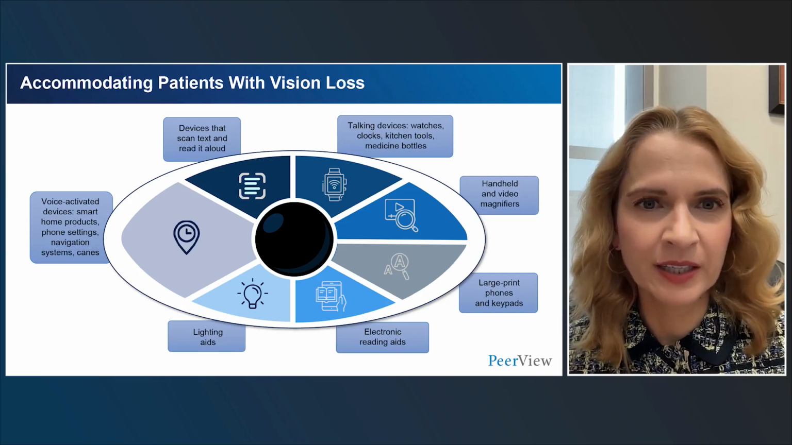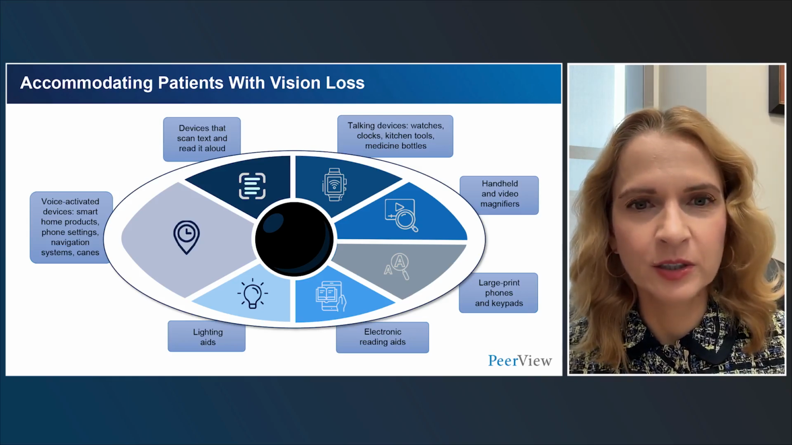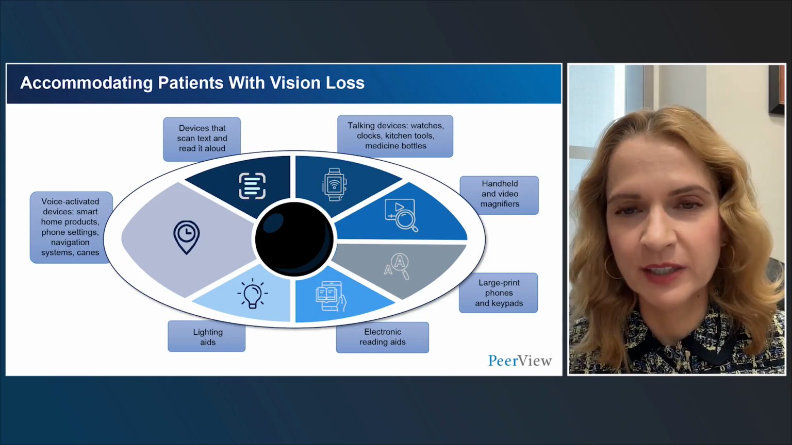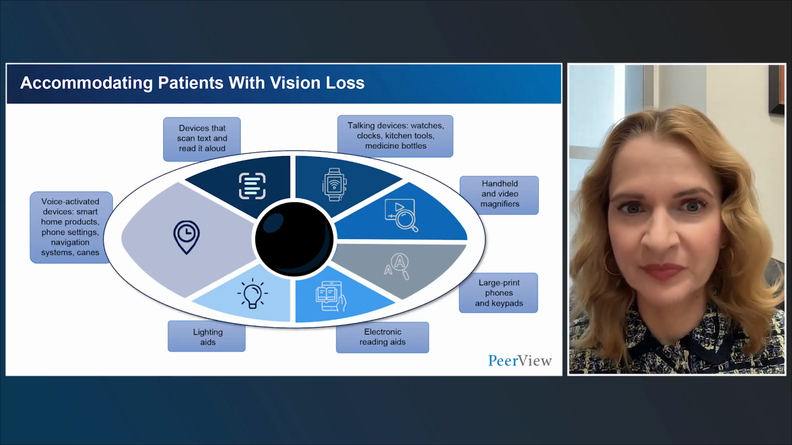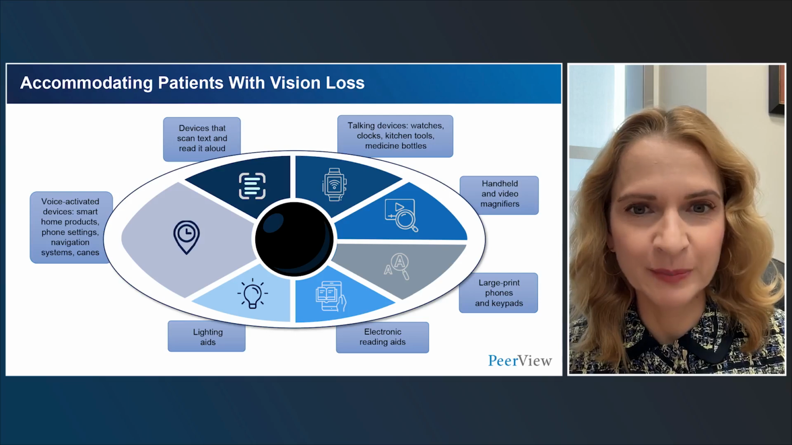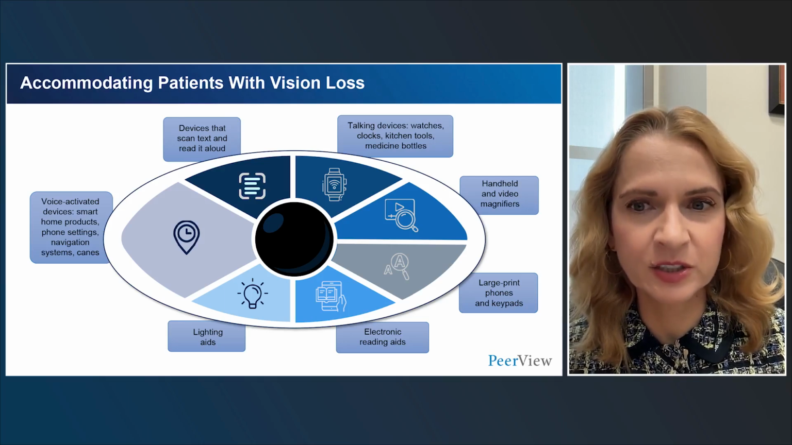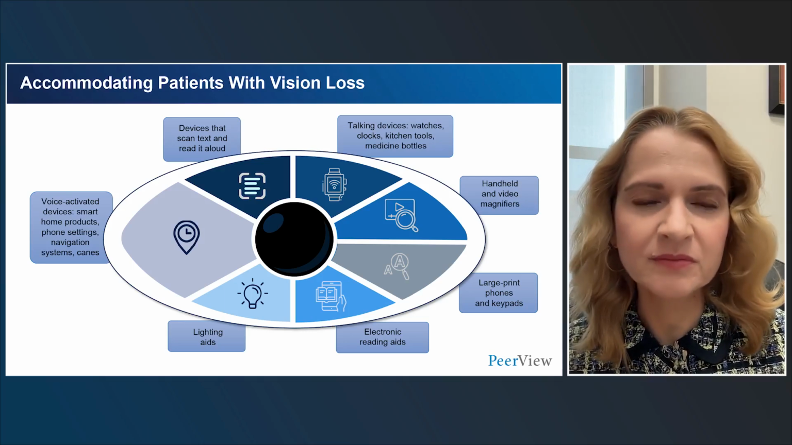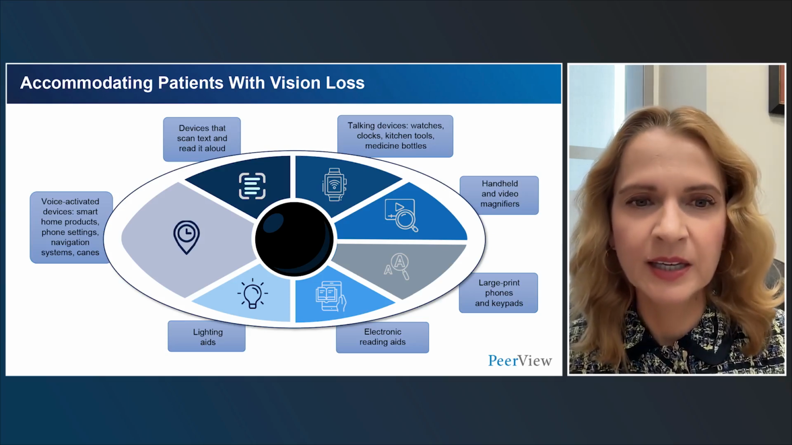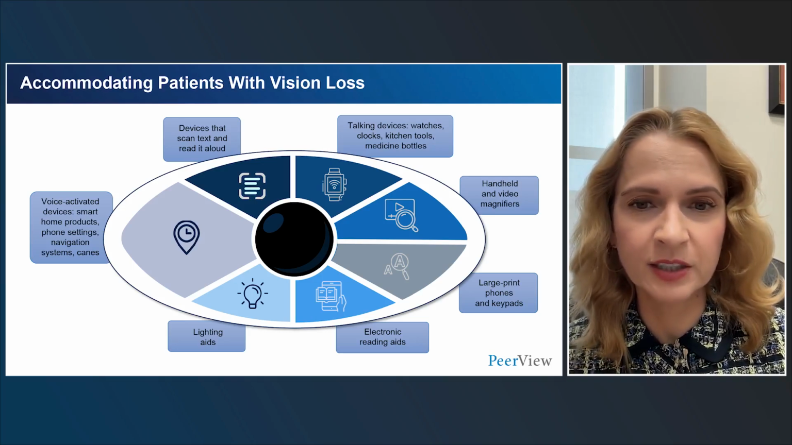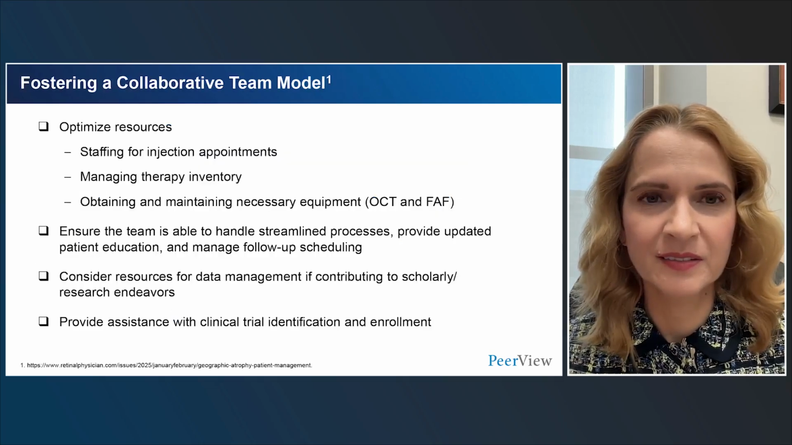They can make use of handheld and video magnifiers, large print phones and keypads. They can use electronic reading aids such as text-to-speech devices and smart devices with accessibility features. Technology is very helpful. Lighting aids has helped a lot of my patients. Voice activating devices via smart home products, phone settings, navigation system, and canes are also very helpful. There are devices that scan to provide text-to-speech and optical character recognition, and talking devices such as watches, clocks, and kitchen tools that our patients find very helpful.